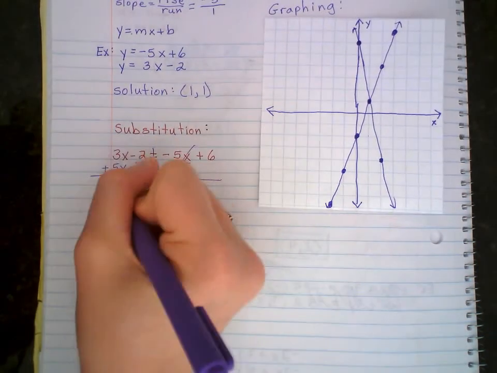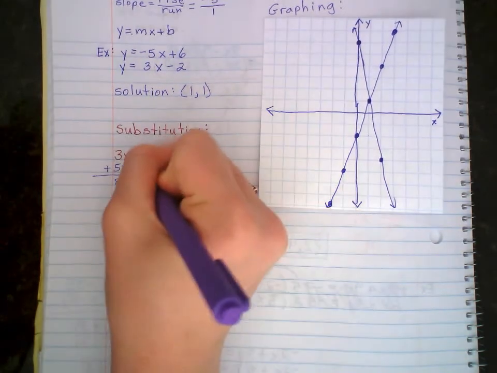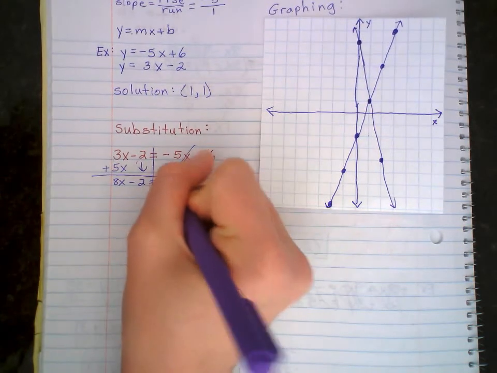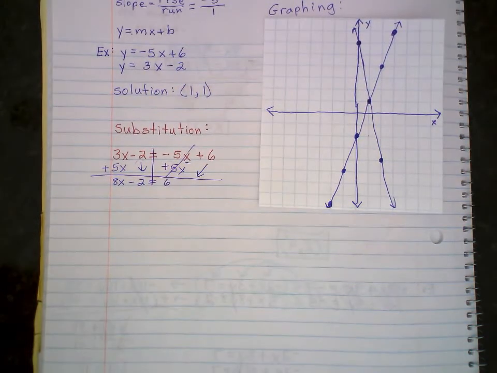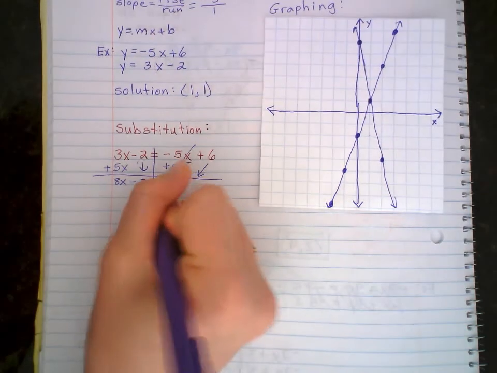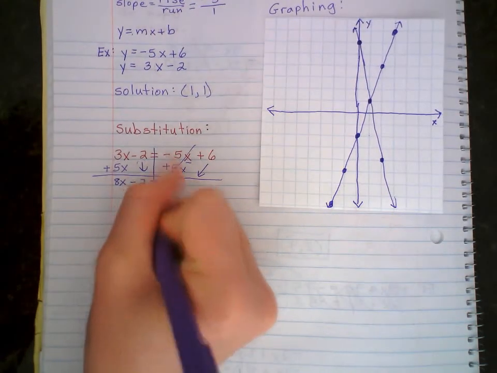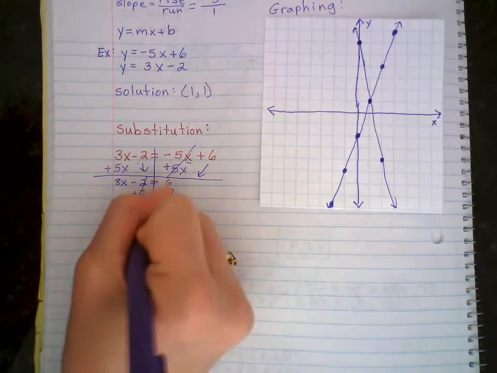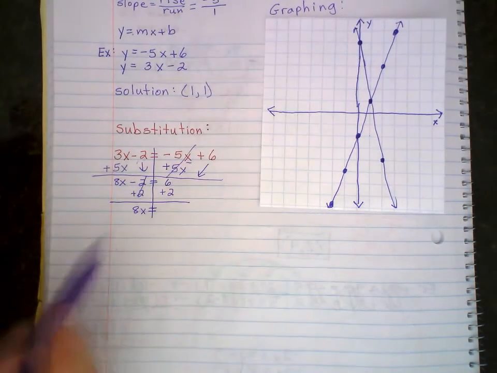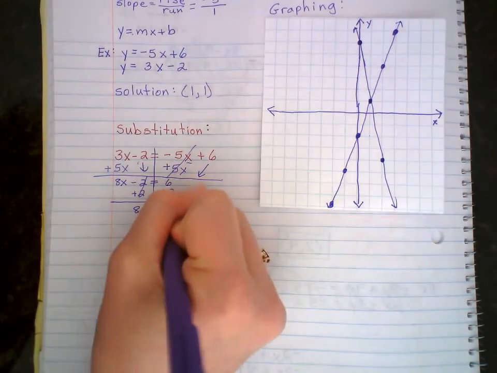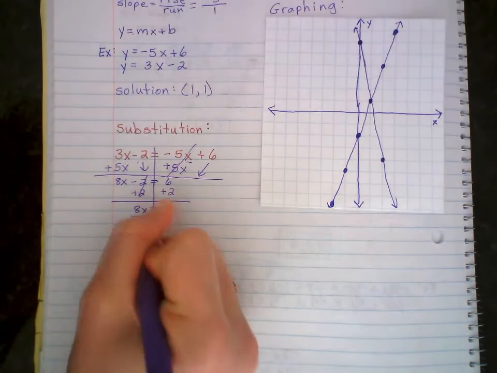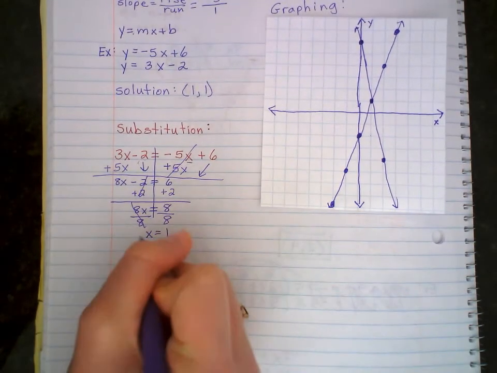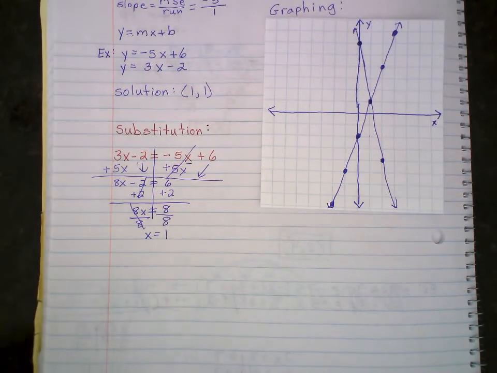So 3x's plus 5x's is 8x's. Bring down the negative 2, the equal sign, and bring down the positive 6. Okay? So now we're just going to add 2 to both sides. So we bring down the 8x and the equal sign. 6 plus 2 is 8. Last step is divide both sides by 8. So x equals 1.